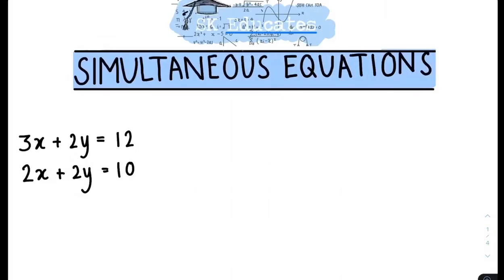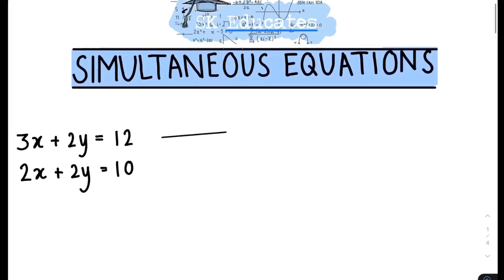Let's start by labeling our equation. So I'm going to call this equation 1, and I'm going to call this equation 2. And your aim is to eliminate one of the unknowns. So you either eliminate the x's or you eliminate the y's. But we can see here that we've got 2y in both of our equations, so it would make sense to eliminate these. How do we do that?